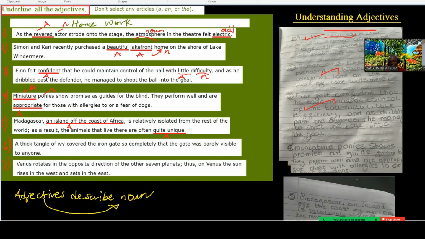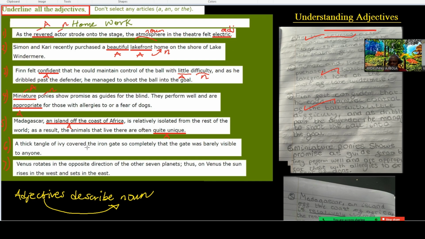A thick tangle of ivy covered the iron gate so completely that the gate was barely visible to anyone. So what are the adjectives in number six? Yeah, I didn't do six as well. Okay, I then didn't do four and six. Okay, then do four and six, okay.